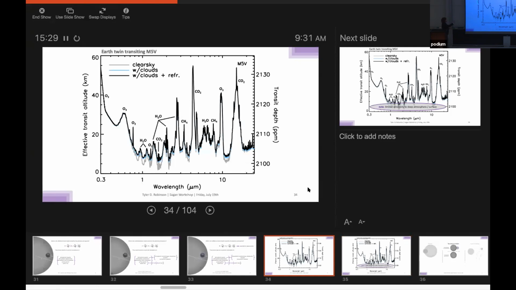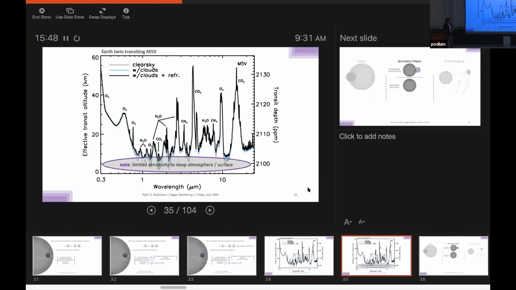On this axis, I'm plotting it as effective transit altitude, which kind of tells you where in the atmosphere you're probing at those different wavelengths. And here's wavelength spanning the near UV out to the thermal infrared on the x-axis. And so you can read off a number of species, some of which are biosignature species. Something that I want to point out, though, is that notice the extremely limited sensitivity that we have to the surface environment in this spectrum.